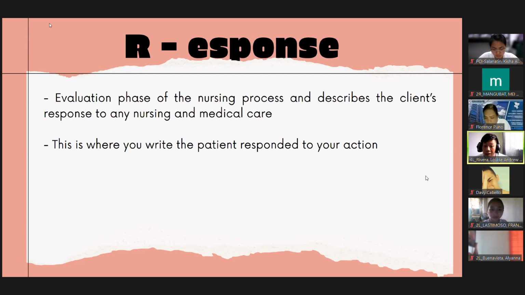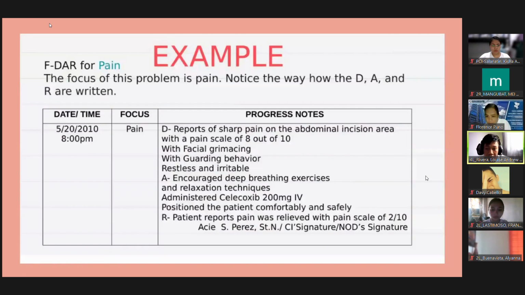And pwede rin tayo maglagay ng subjective cues dito like the patient verbalized na nakakahinga ako ng mabuti, nurse, ever since nag-suction mo yung airway ko, ganun. Sure. So yun yung response. And then next slide. So here is an example of a sample FDAR. So ang FDAR nito is pain.